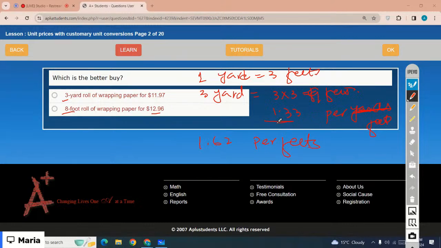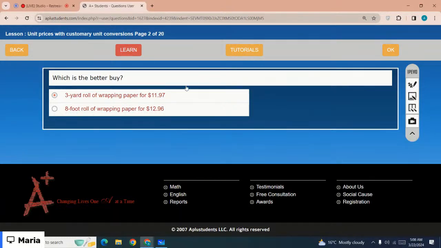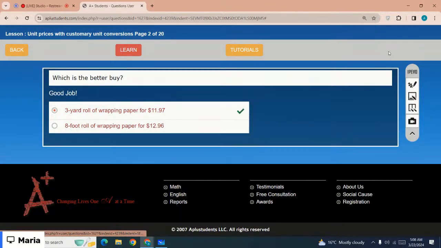So which is better, 1.33 or 1.62? The one that has the lower price is always the better buy. So the correct option is option number 1, the 3 yard roll of wrapping paper for $11.97, right? Keep this very important thing in mind: you can compare two things only if they have the same units. So the first option is the correct one, the 3 yard roll of wrapping paper for $11.97. Got it?